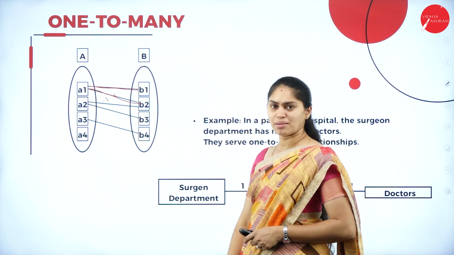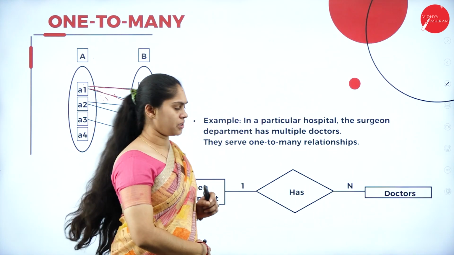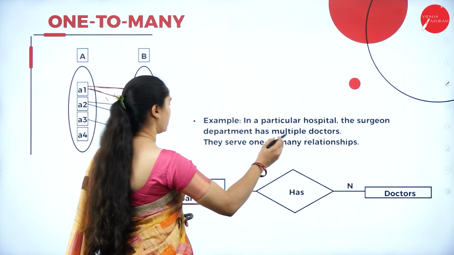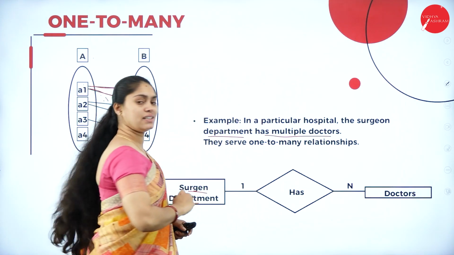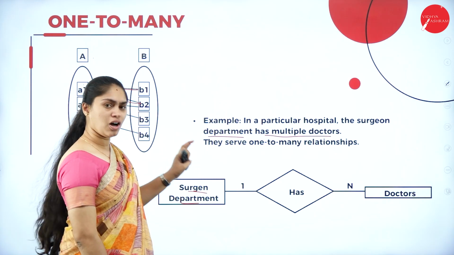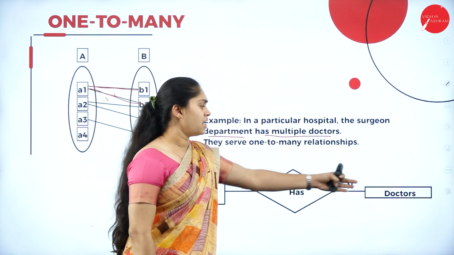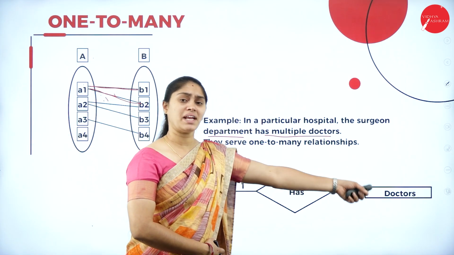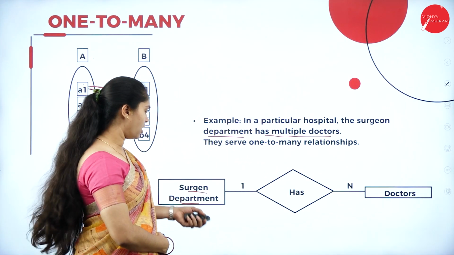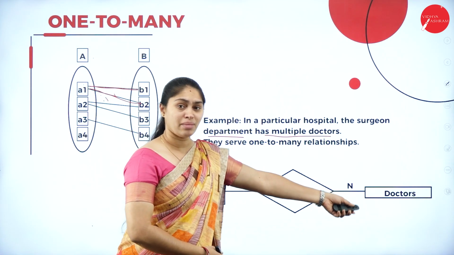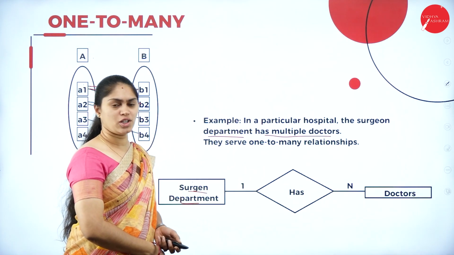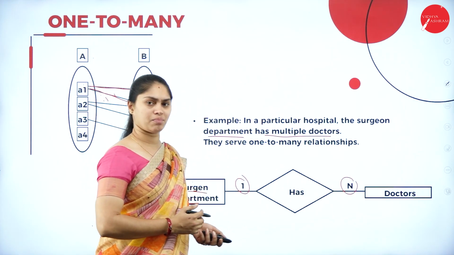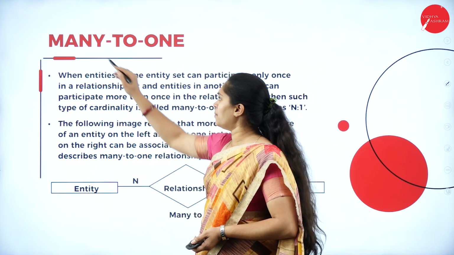You can take the example of the same doctor or hospital scenario. Here in the surgeon department, in a particular hospital, the surgery department has multiple doctors. One department or one specialist will have n number of doctors. A single teacher will teach many students. Also, a single student will study many subjects. That is also one to many. So this representation is important. One to many. Fine.